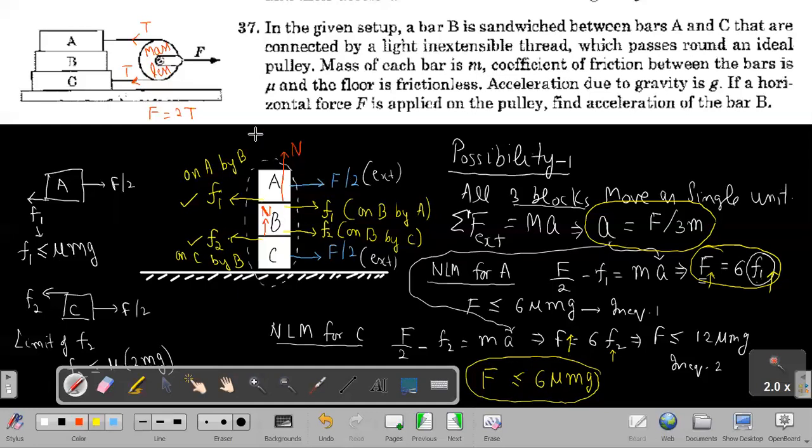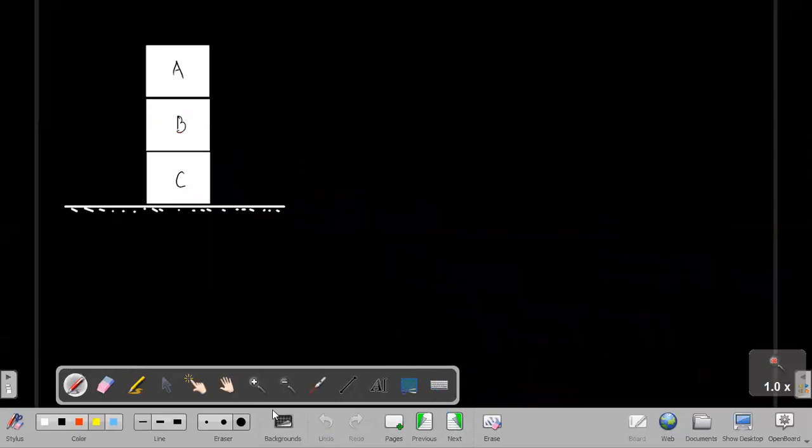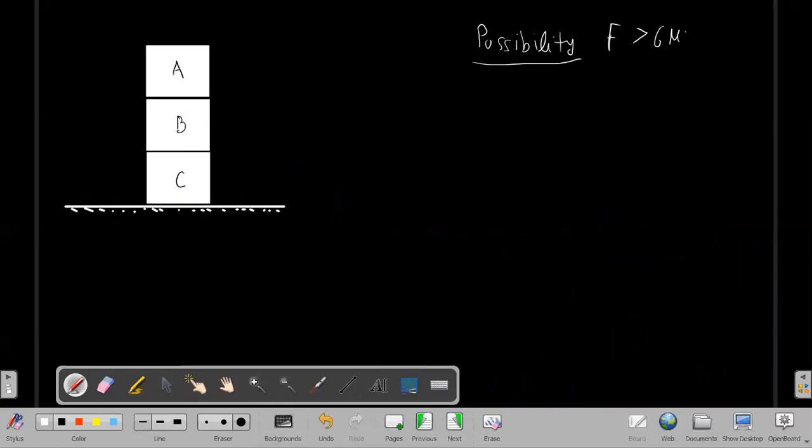So as we increase this capital F, the frictional force F1 will first attain the limiting value before the frictional force F2 attains the limiting value. And that will happen when capital F exceeds this value 6 mu mg. So now the possibility number 2 arises when the applied force F is more than 6 mu mg.